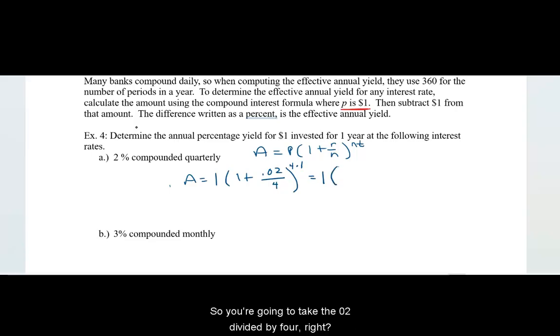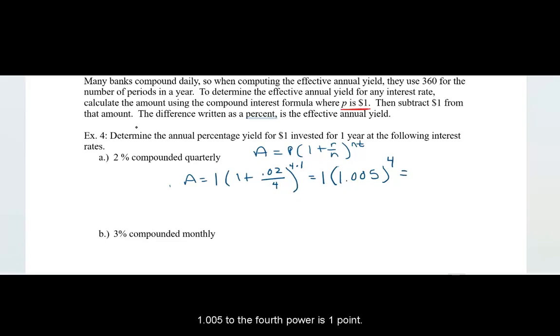So you're going to take the 0.02 divided by 4, right? And then add 1. What you should get in here is 1.005 to the 4th power. Now you can just do that on your calculator. 1.005 to the 4th power is 1.0202. I'm just going to round to 4 places, no matter how far it goes, every time. That's what I get there.